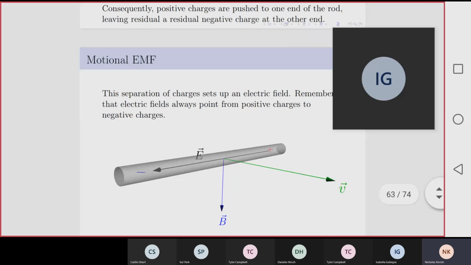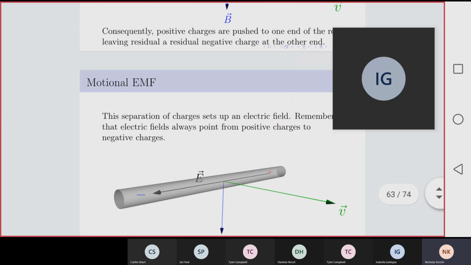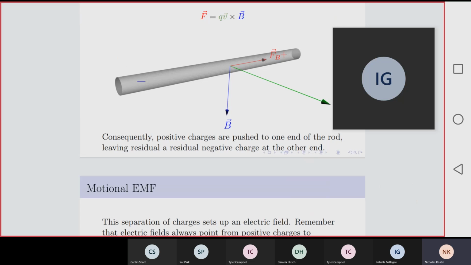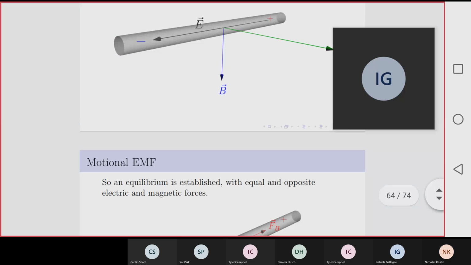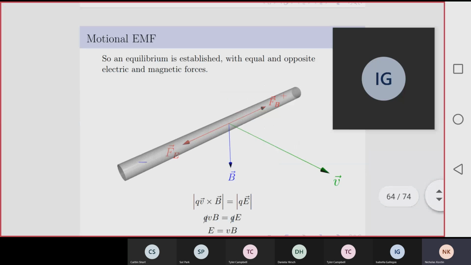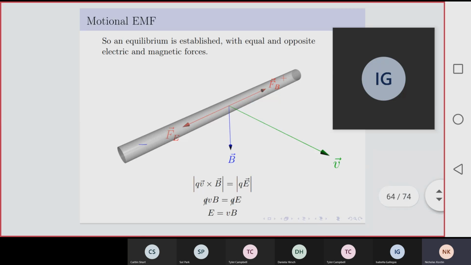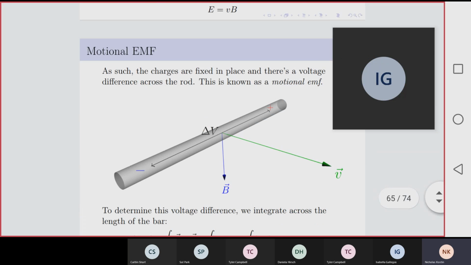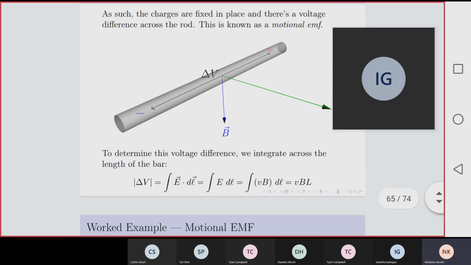And what happens is that sets up an electric field. Electric fields always point from positive charges to negative charges. So that electric field is in the opposite direction of the magnetic force. And what we have is that the electric force and the magnetic force cancel, and we get the expression E equals vB, which comes up again and again. We can integrate that expression to find the voltage across the rod.